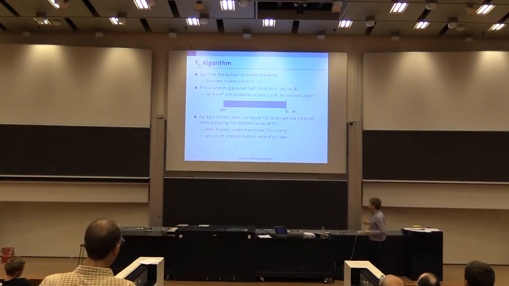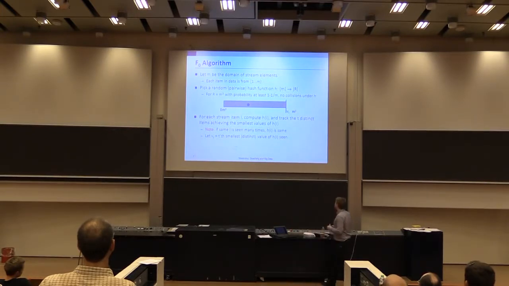So for our analysis, what we need to do is reason about Vt, the t-th smallest distinct hash value we've seen, and you can see how this maps to what Chaim was saying yesterday about looking at the k smallest or k plus first smallest hash value.